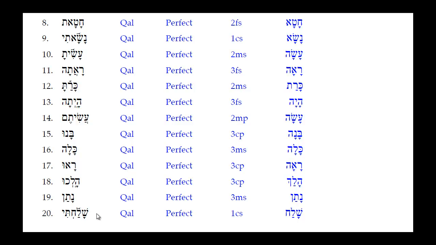Number 20, we have shalakti. Here we have the shin, the lamed, and the chet is the root. Then the tav and the hireq yod is our suffix or subformative ending here. This is a first common singular subformative ending with shalak, so it's a Qal perfect conjugation, first common singular from shalak. I sent, or I extend. It could even be I extended, but I sent would be the translation on that.